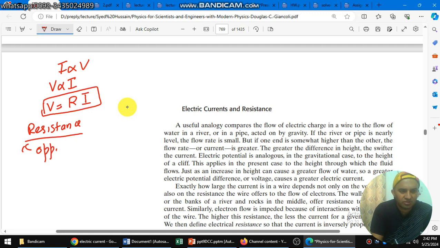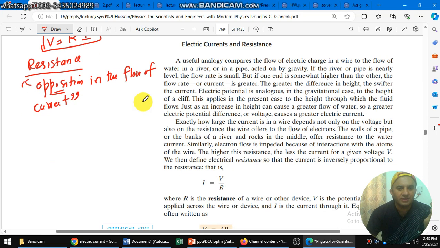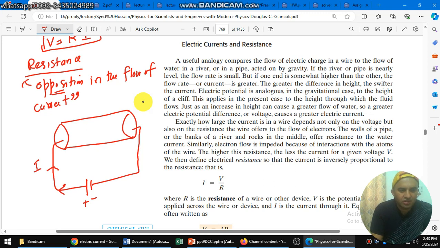Resistance is the opposition to the flow of current. It is how much opposition the wire offers, basically the opposition offered by the metal wire. Let me explain what is meant by resistance. For example, if we have a wire and we connect it with a battery, current starts flowing through this wire. The current is basically the charges that flow through the wire.